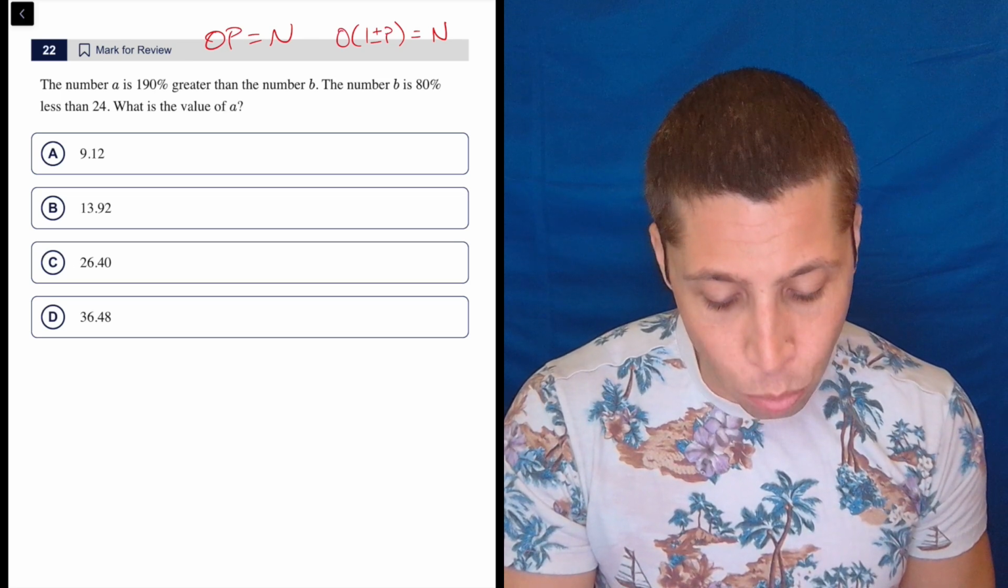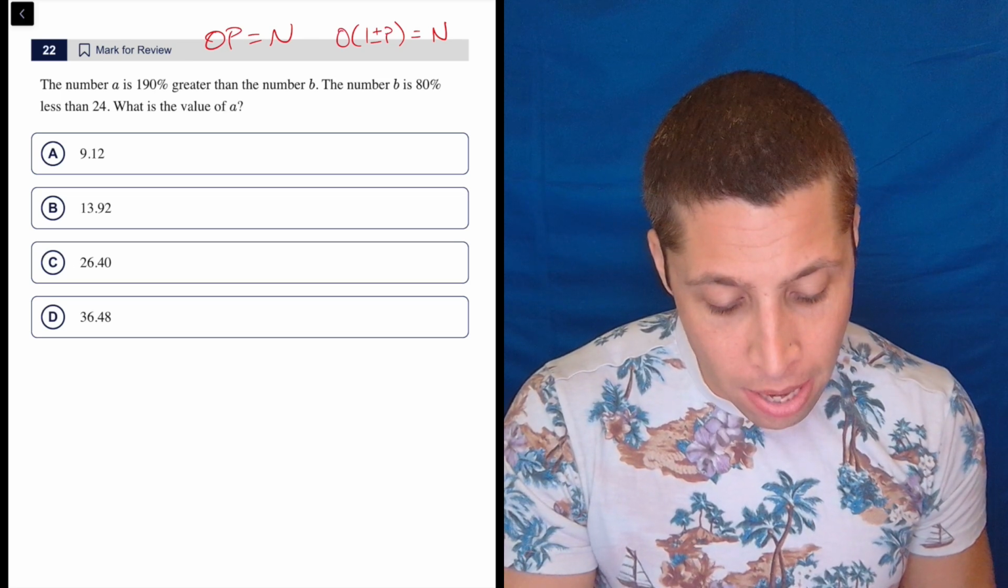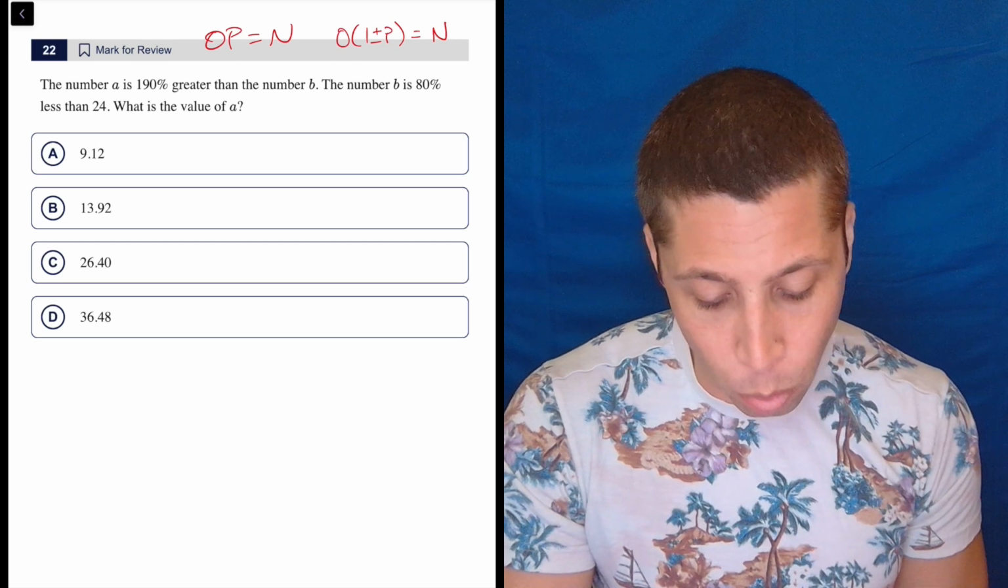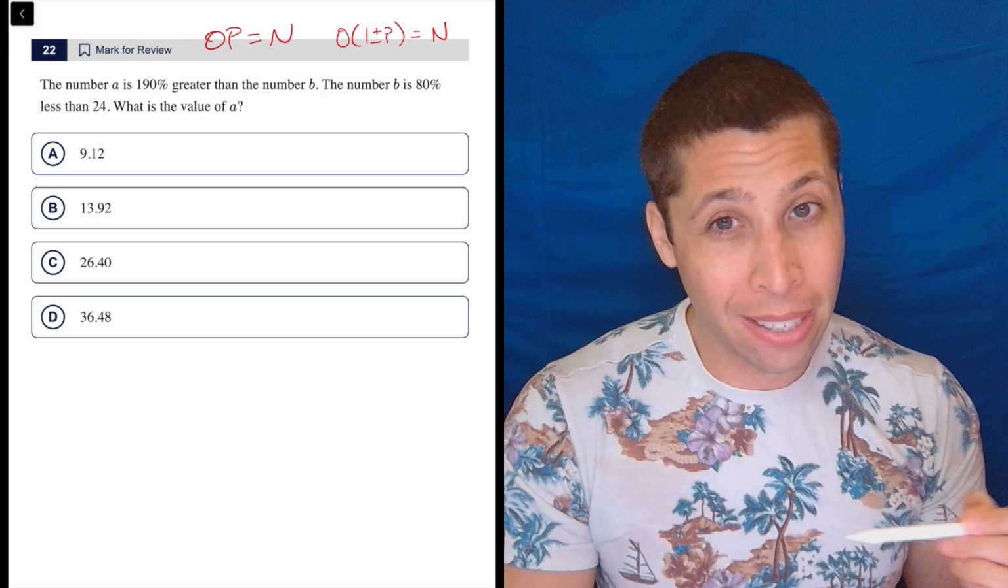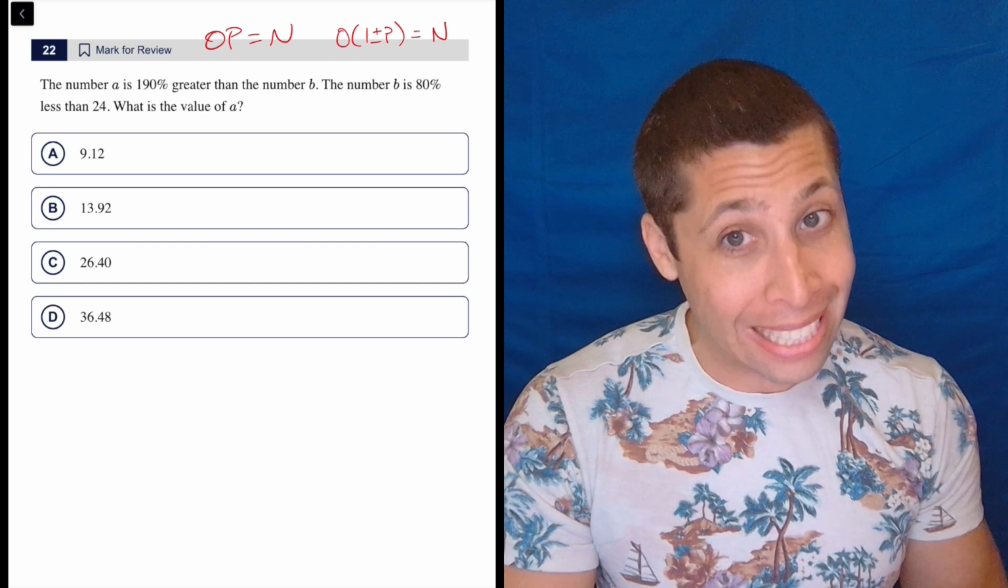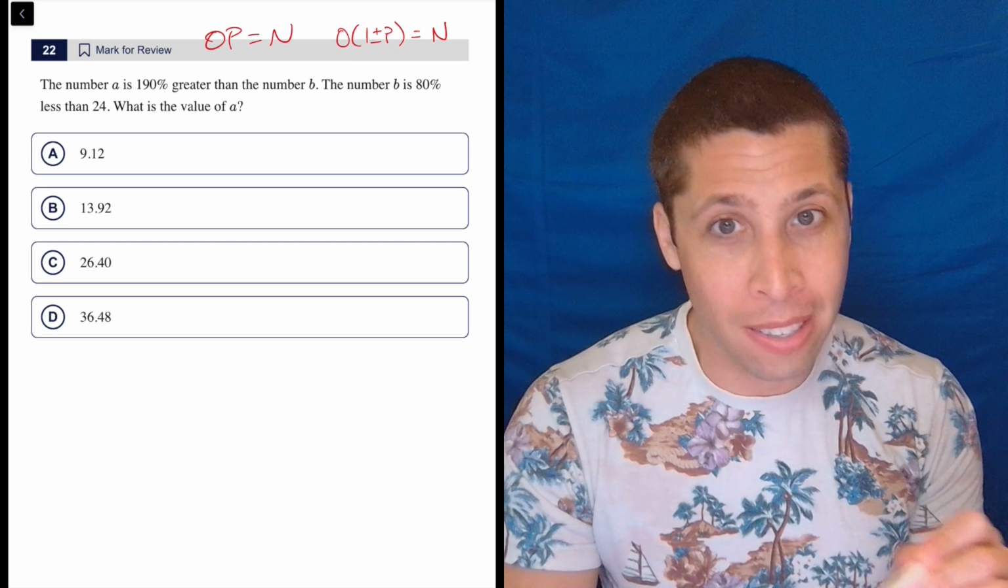The number A is 190% greater than the number B. The number B is 80% less than 24. What is the value of A? So we have three sentences here, meaning we're going to use 2 or 3 steps to solve this. Usually one sentence equals one step.